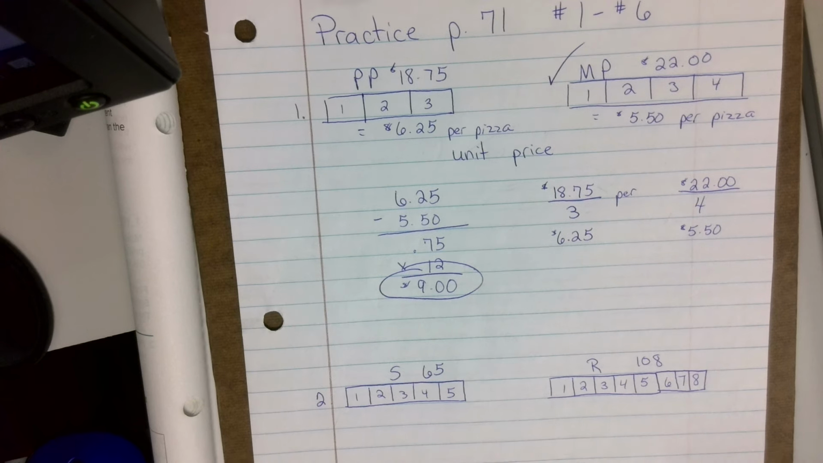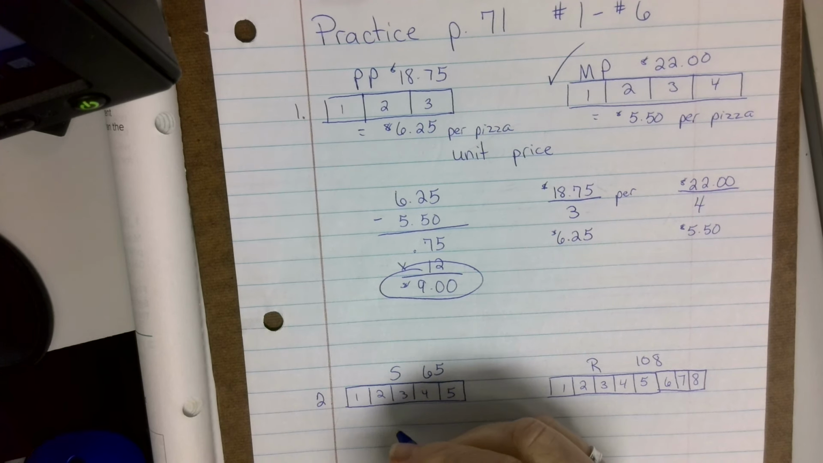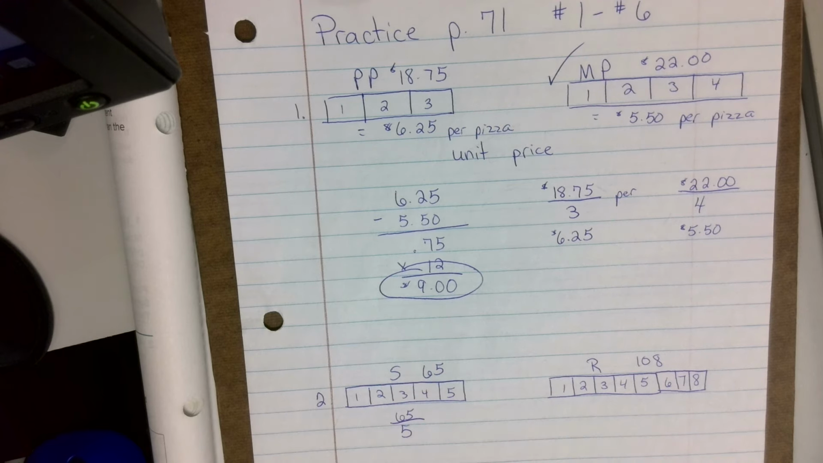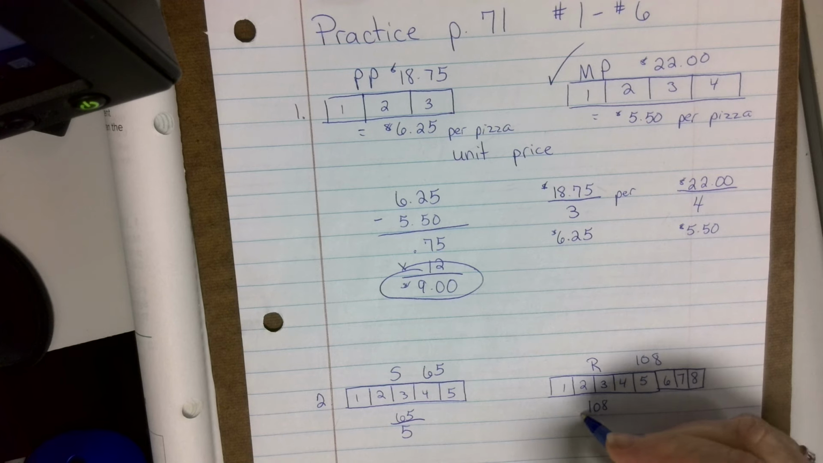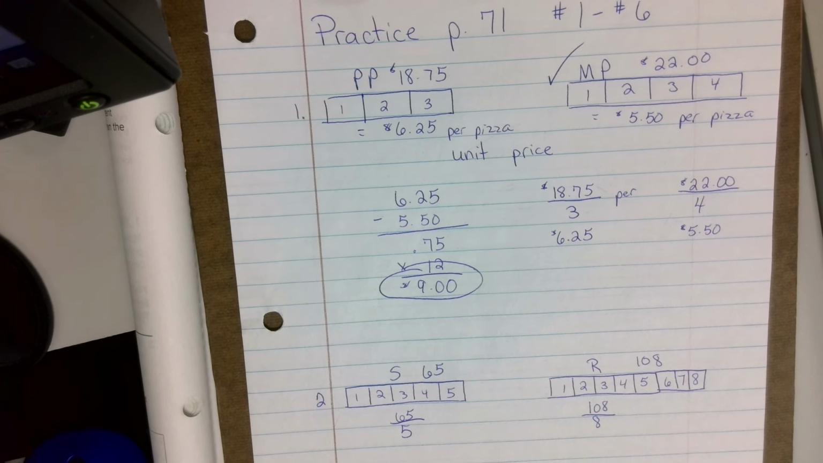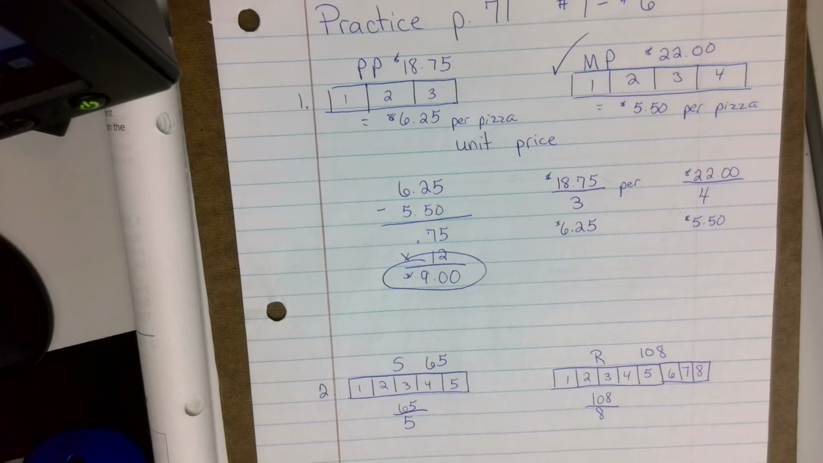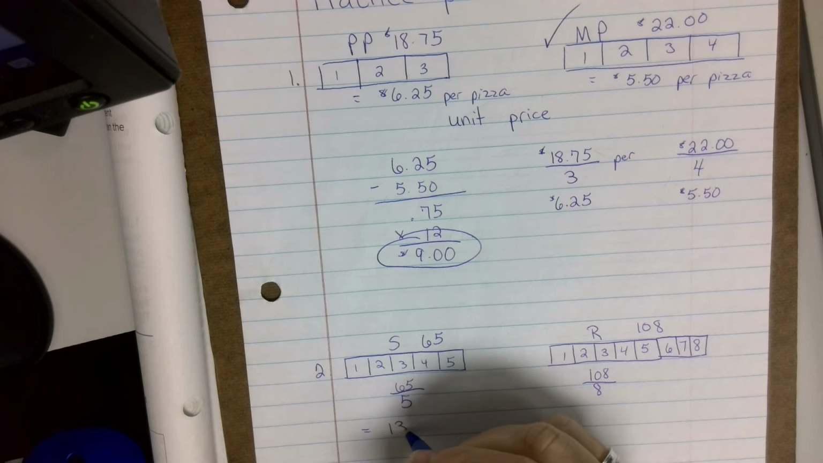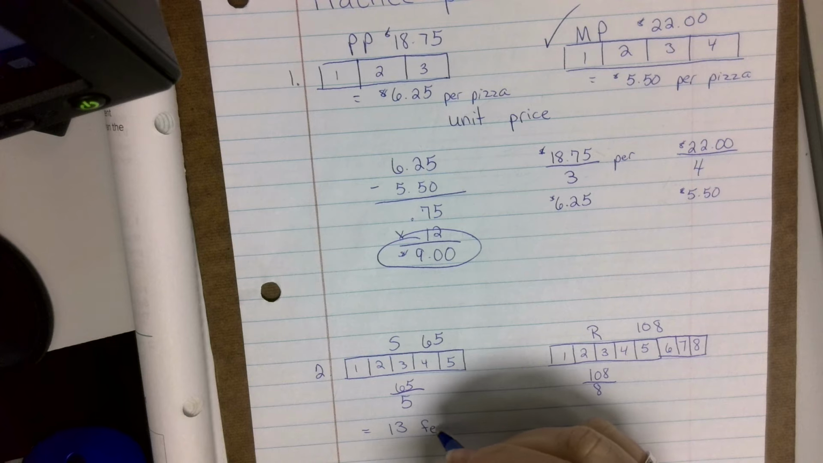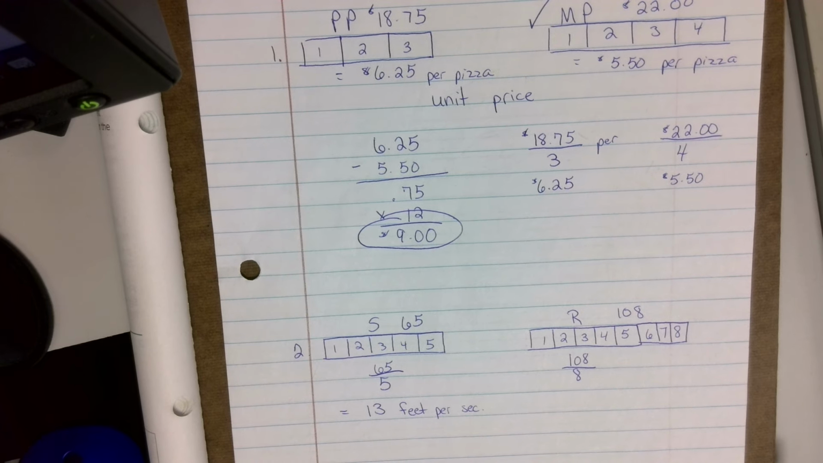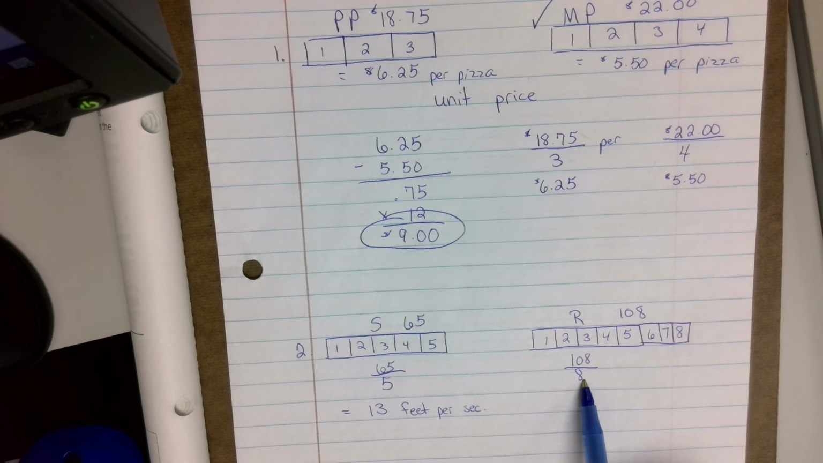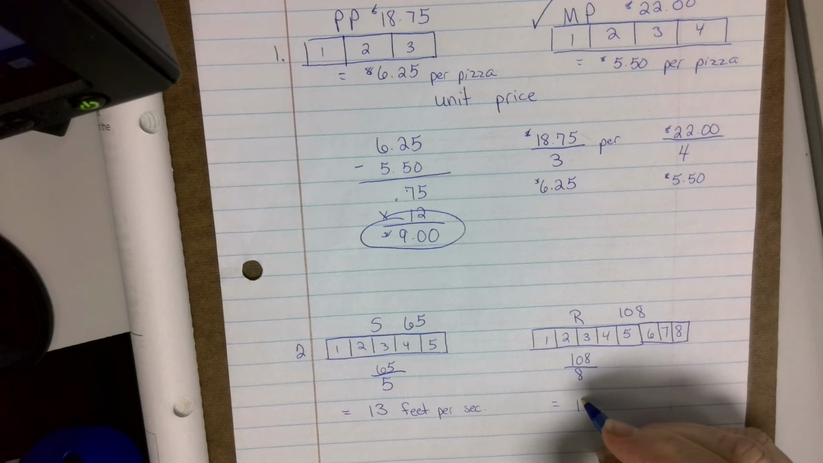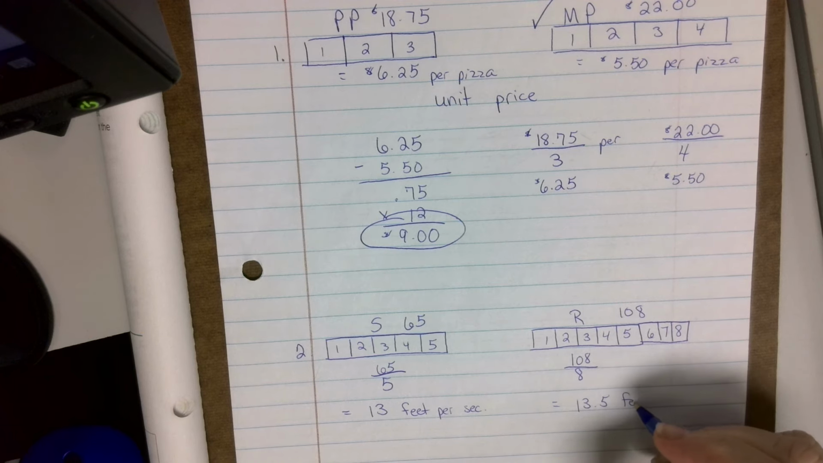Okay, so now I know how to set this problem up. 65 divided by 5 and 108 divided by 8. So 65 divided by 5 equals 13. So Skylar traveled 13 feet per second. Rodrigo traveled 108 divided by 8, and that equals 13.5 feet per second.